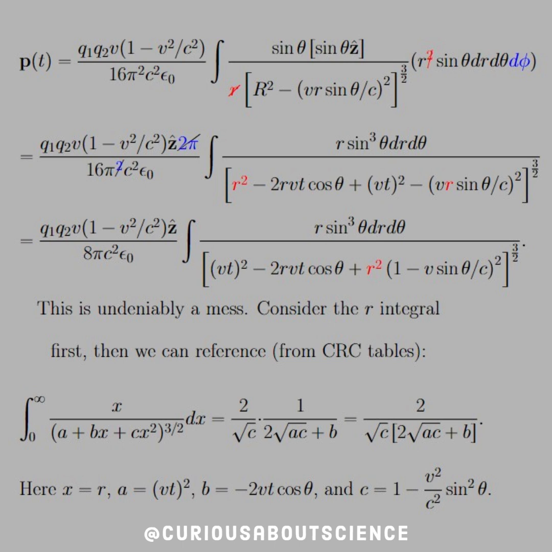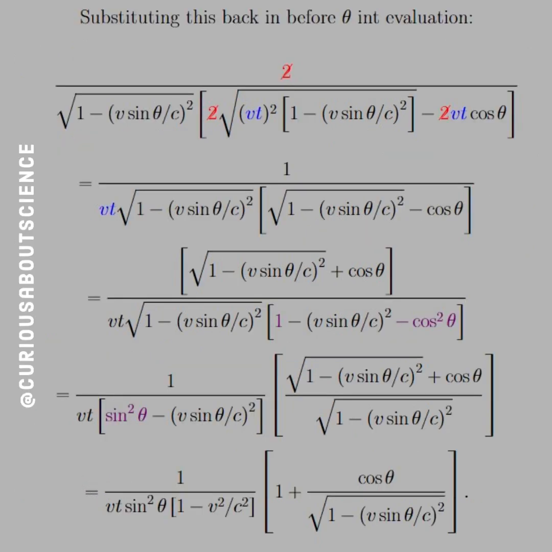this form here, which looks pretty similar to what we have for the R integral. And now it's just up to us to form match. Here, x equals r, so a is equal to vt squared. B is equal to negative 2vt cosine theta. And c is equal to 1 minus v squared over c squared sine squared theta.